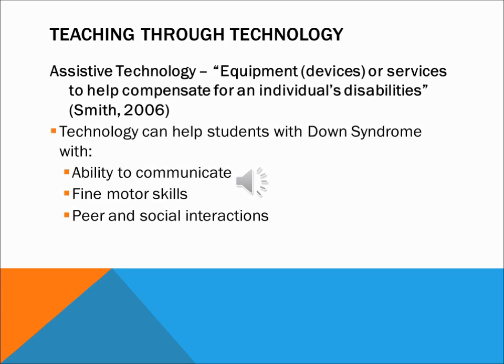Using technology can be very effective when working with students with Down syndrome. Our book describes assistive technology as equipment, devices, or services that help compensate for an individual's disability. Students with Down syndrome can benefit from technology because it can help them communicate, improve their fine motor skills, and improve their peer and social interaction.